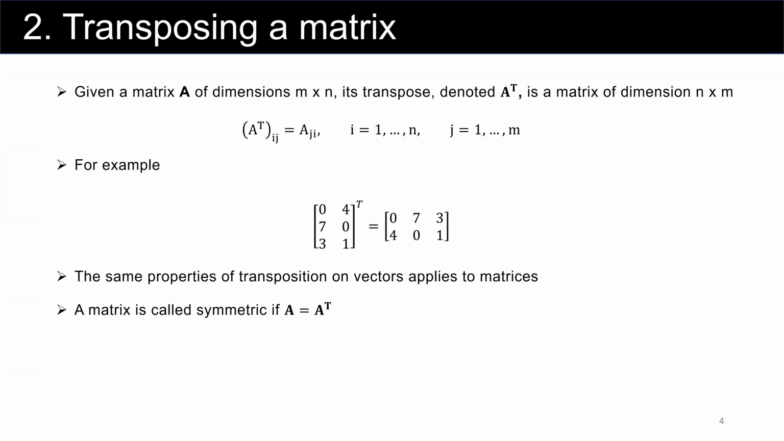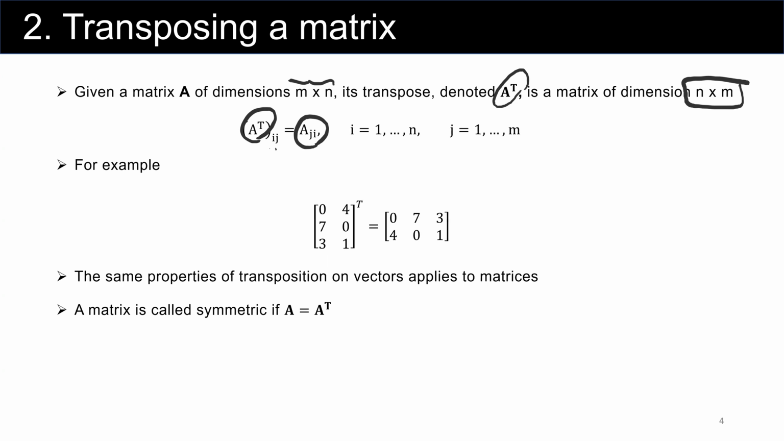All right, so given a matrix A of dimension m by n, its transpose is represented by A to the power t, or A transpose, and is a matrix of dimension n by m. So as you can see here it is m by n, but the transpose is n by m. And for each entry of the transpose matrix, A transpose ij is equal to Aji. Let's take a look at one example.